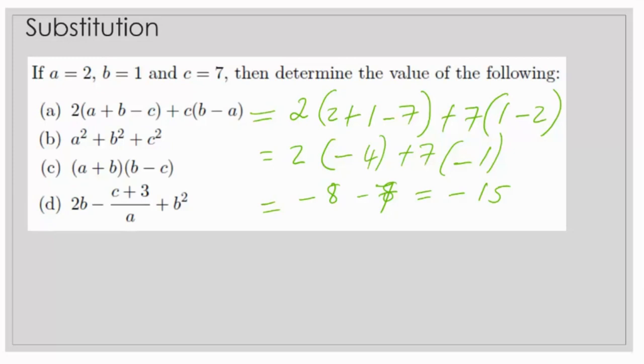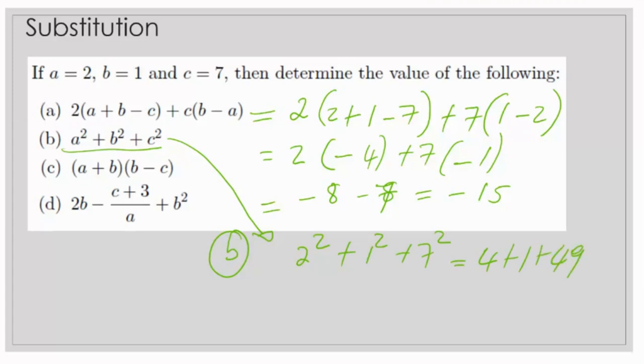Okay, so now I've applied BEMDAS through focusing on a substitution. Let us look at B. I'm not going to rewrite this, I'm just going to substitute from here. Substituting, I've got a squared, which is 2 squared, plus 1 squared, plus 7 squared. 2 squared is 4, plus 1, plus 49. 49 plus 1 is 50, and 50 plus 4 is 54. That was a simple substitution.